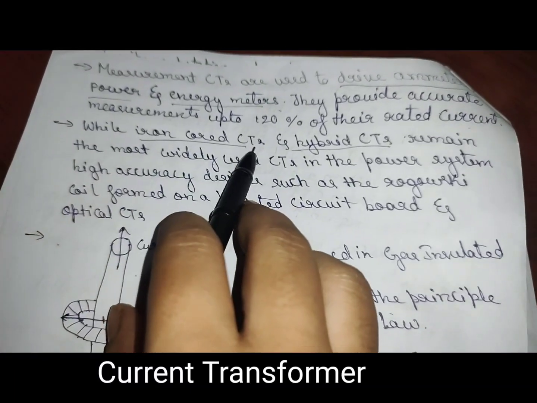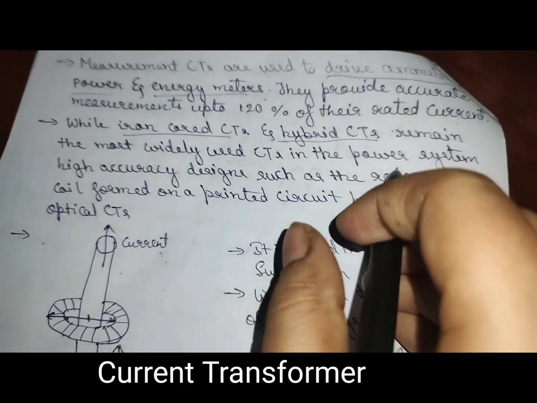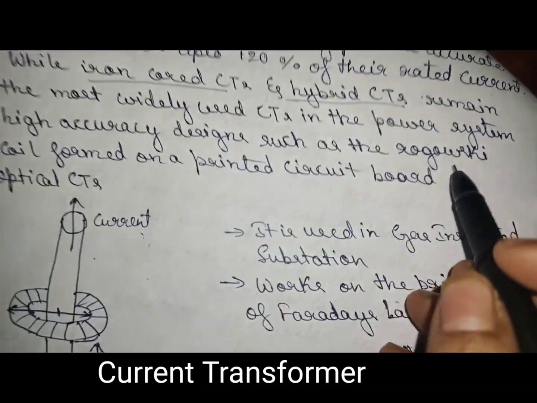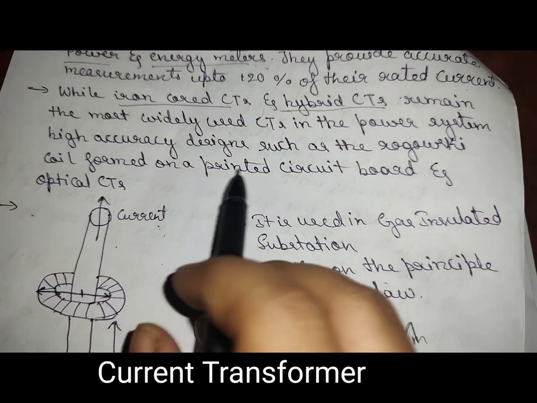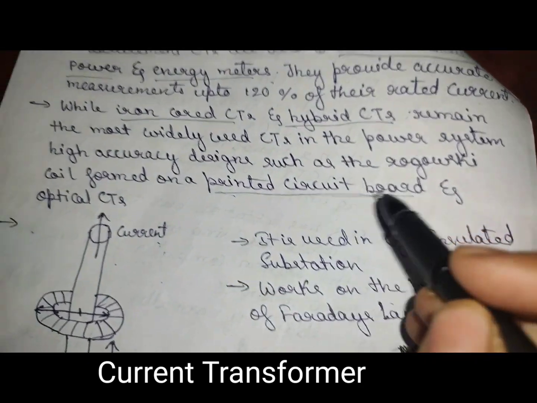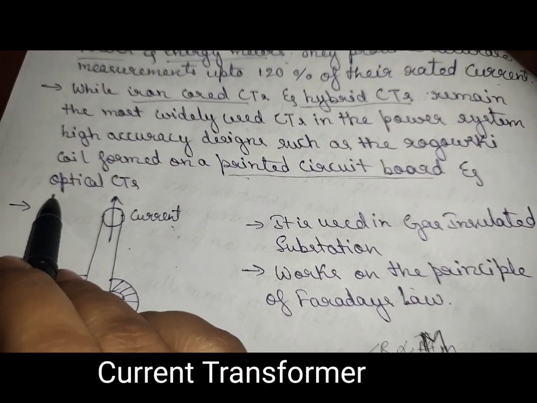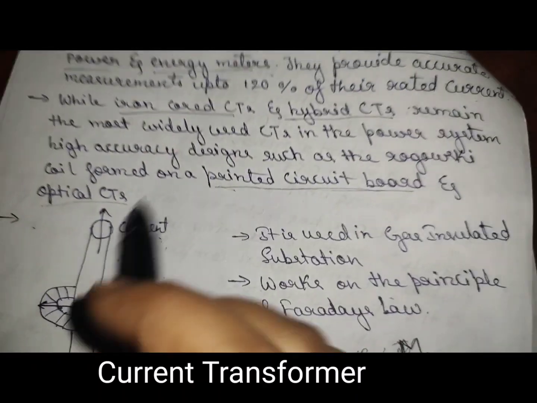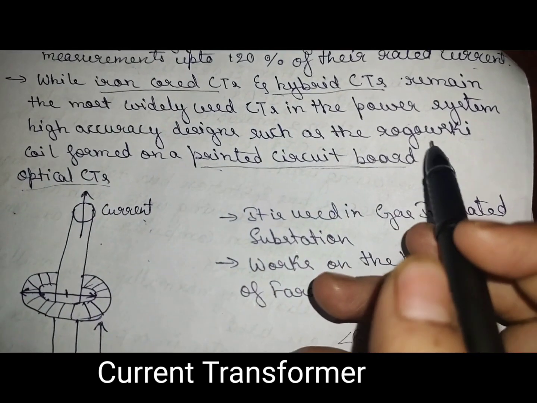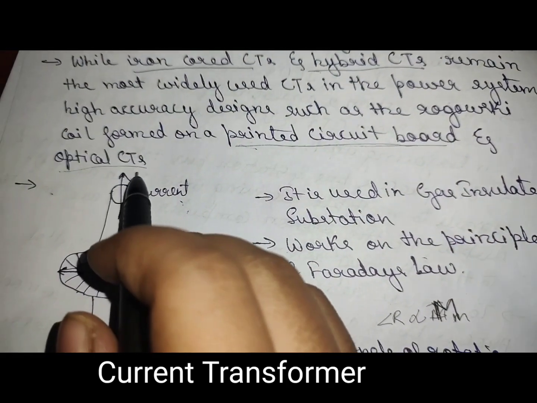Here, I1 core CTs and hybrid CTs remain the most widely used CTs in the power system. There are also high accuracy designs, such as the Rogowski coil formed on a printed circuit board, and optical CTs.